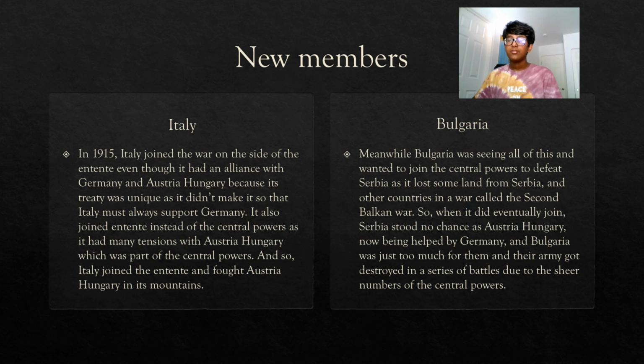Meanwhile, Bulgaria was seeing all of this and wanted to join the Central Powers to defeat Serbia, as it lost some land from Serbia and other countries in a war called the Second Balkan War. So when it did eventually join, Serbia stood no chance, as Austria-Hungary, now being helped by Germany and Bulgaria, was just too much for them, and their army got destroyed in a series of battles due to the sheer numbers of the Central Powers.